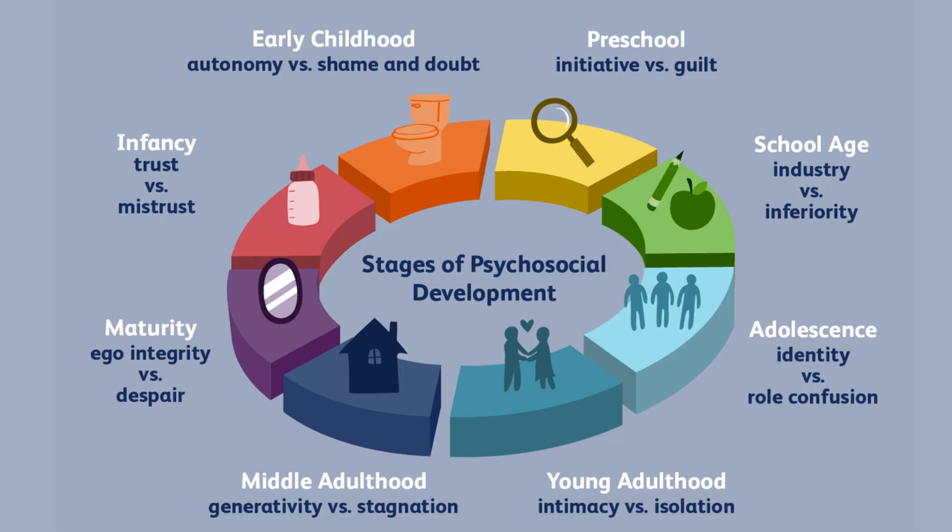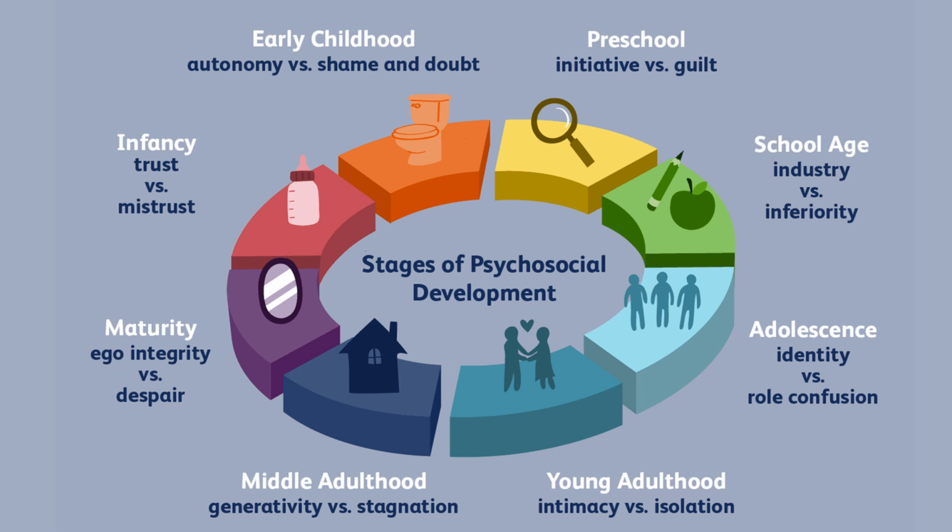According to Erik Erikson, a famous psychologist, children go through the following stages of development. The infancy stage, where they choose between trust and mistrust. Early childhood, where they choose between autonomy and shame and doubt. Preschool, where they choose between initiative versus guilt. School age, where they have to choose between industry and inferiority. Adolescence, where they choose between identity and role confusion.